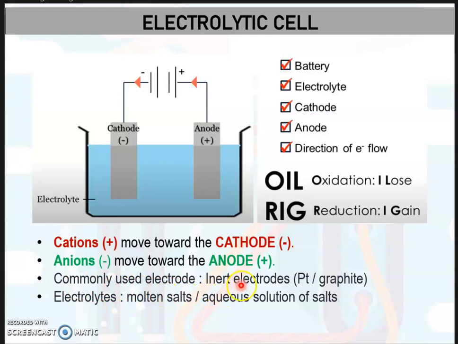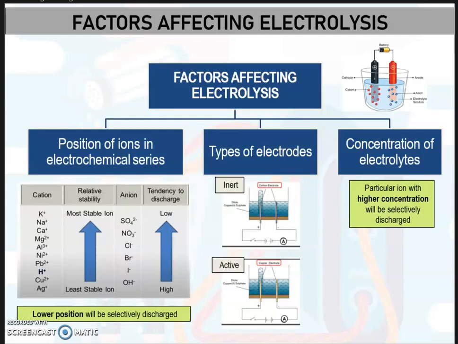Commonly used electrode is inert electrode, normally platinum and graphite. The electrolyte is a molten salt or aqueous solution of salts. Because this process is famous in production of hydrogen gas and chlorine gas, and also sodium.